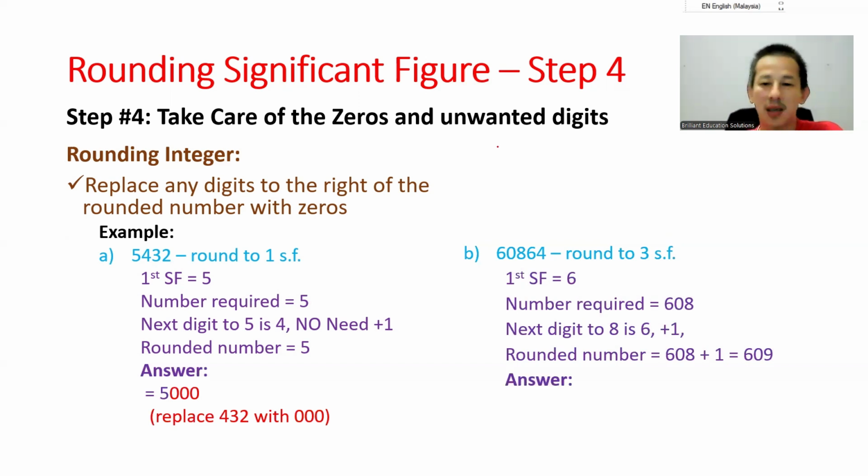So your answer will be 60900. You just replace the 64 with 00. So if it is an integer, then it is easy. You find the rounded number, then just replace the other digits with 0.